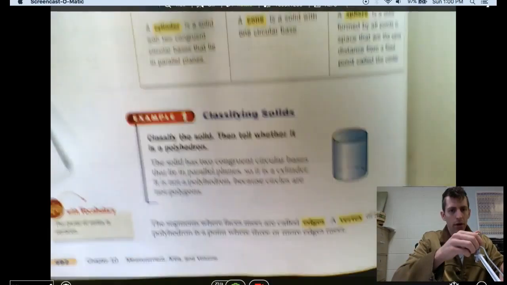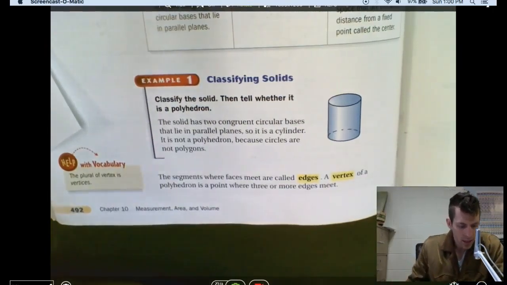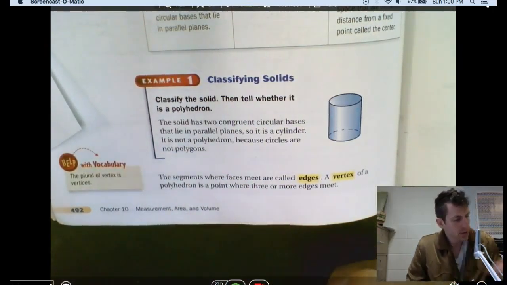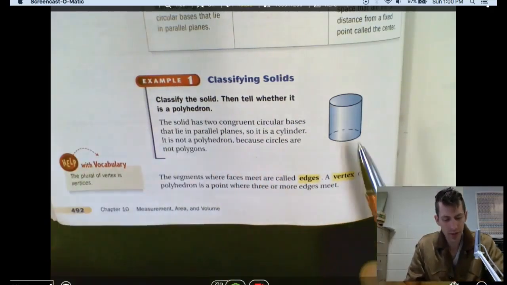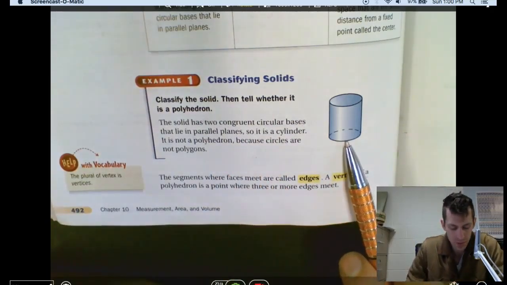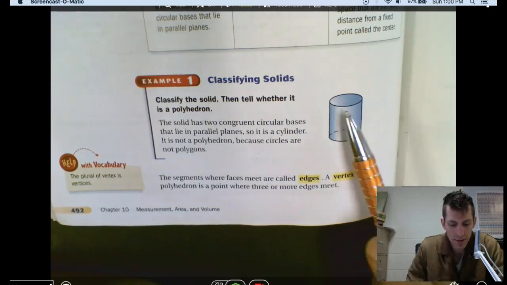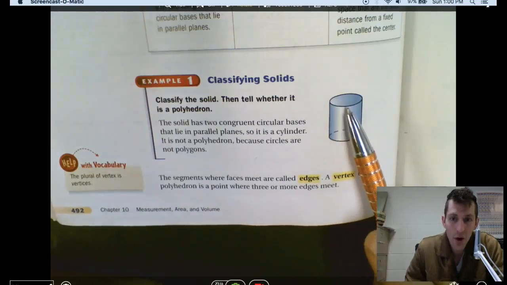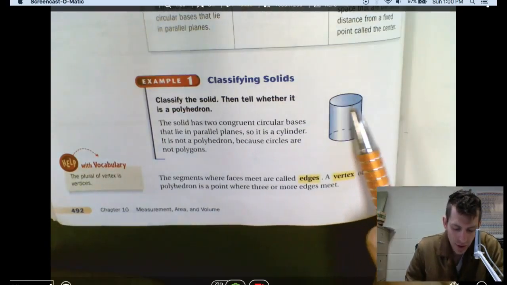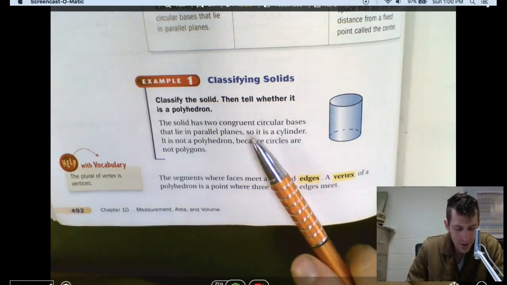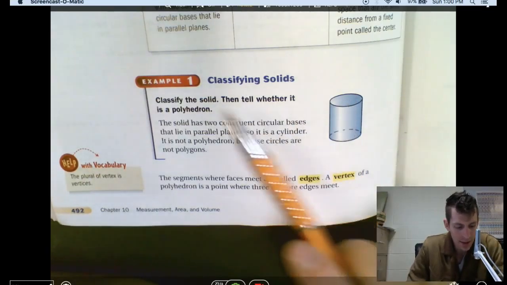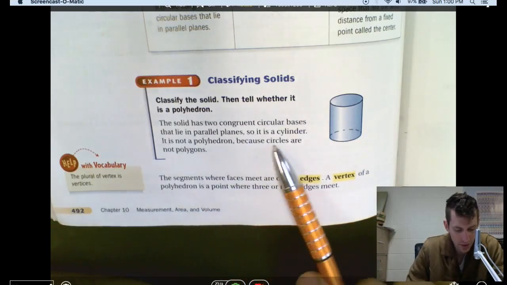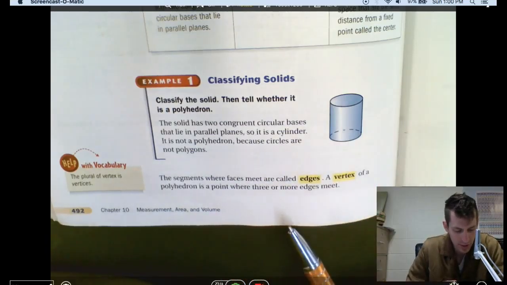Classifying solids here at the bottom of your page. Classify the solid basically means name it. Tell whether it's a polyhedron. Is this a polyhedron? Remember, polyhedron is a solid formed by all polygons. Is a circle a polygon? No, because it's got a curved line. So this is a cylinder, right? It is not a polyhedron because it has circles for its bases.